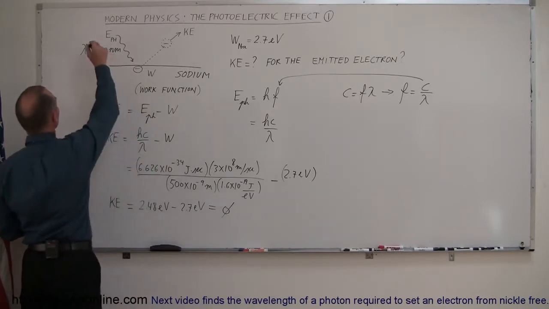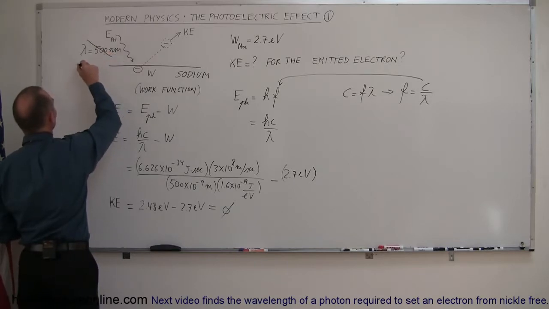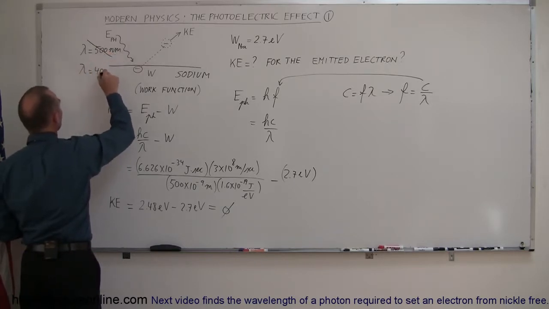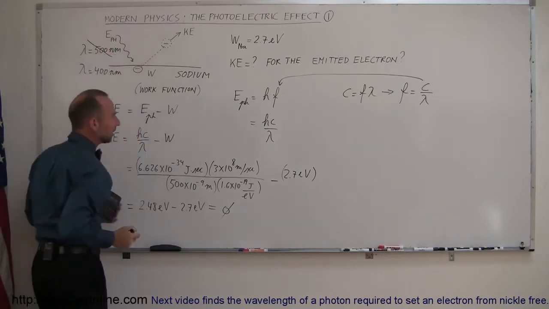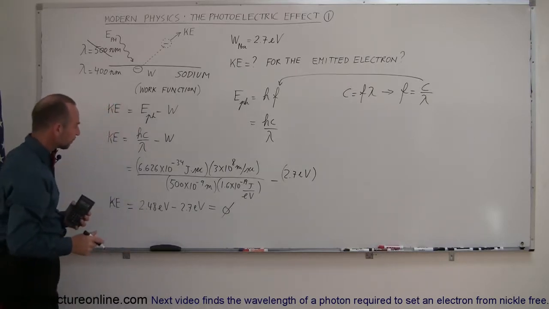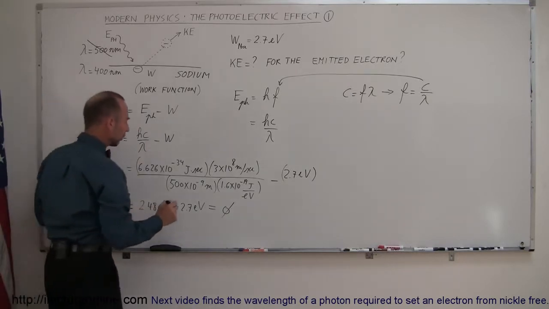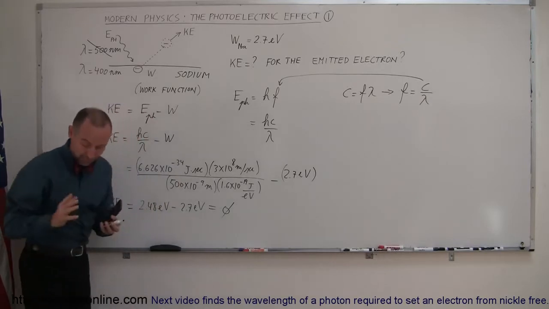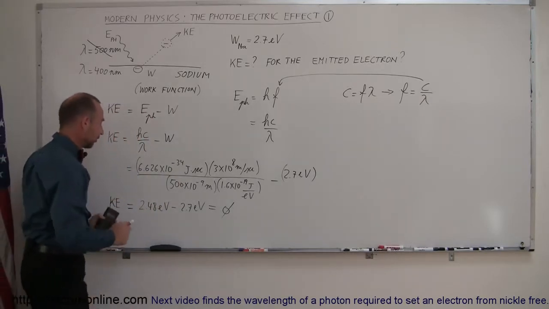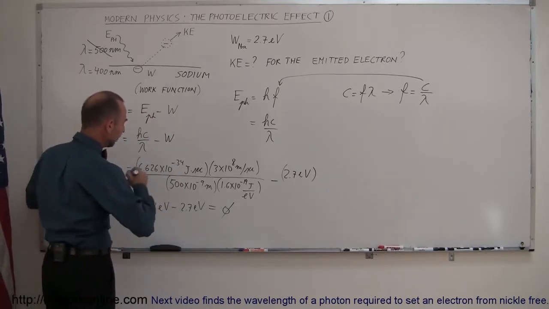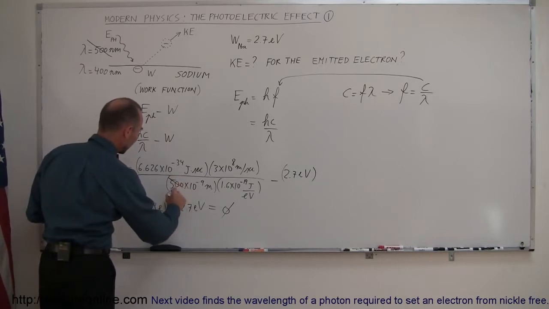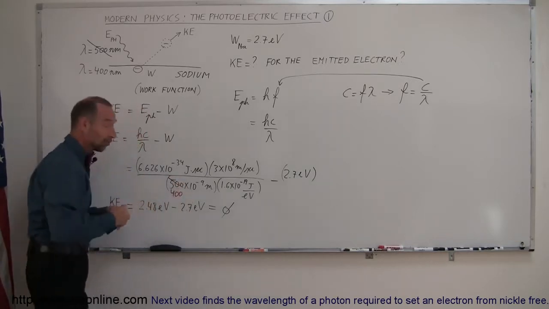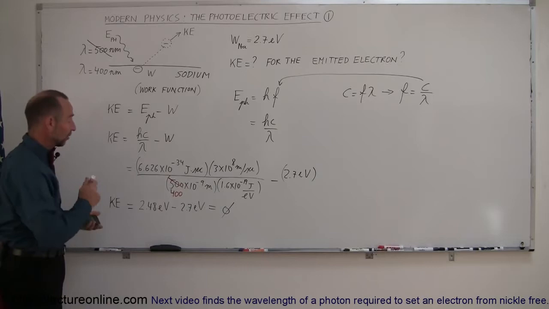Let's say that instead of 500 nanometers, we now have a photon with a wavelength of 400 nanometers, so that would be purple light. In that case, the only thing I would change is, let me use a red color so you can see the difference. So now let's say that instead we use a photon that has a wavelength of 400 nanometers. Does that have enough energy to set this electron free?